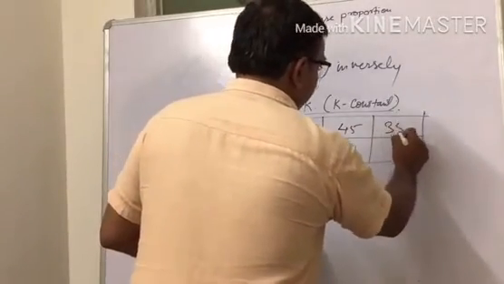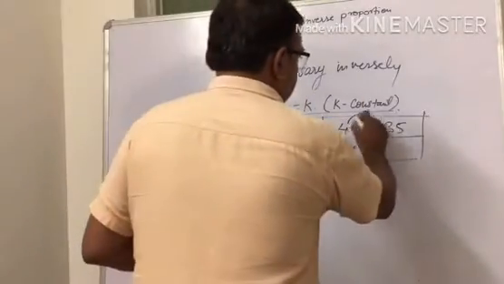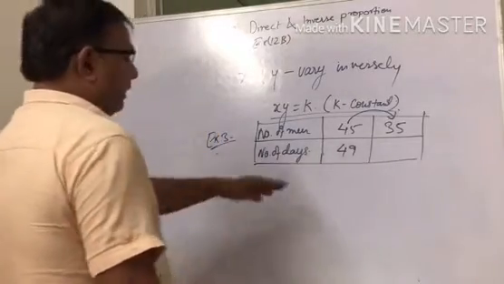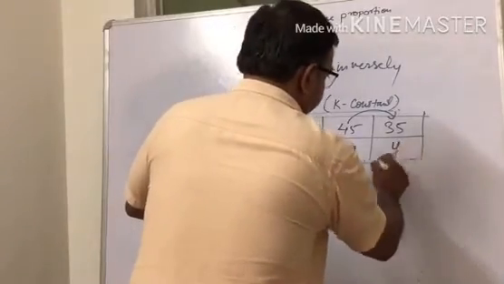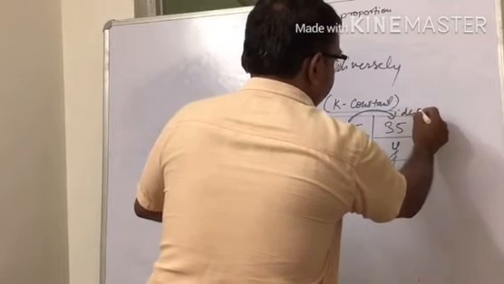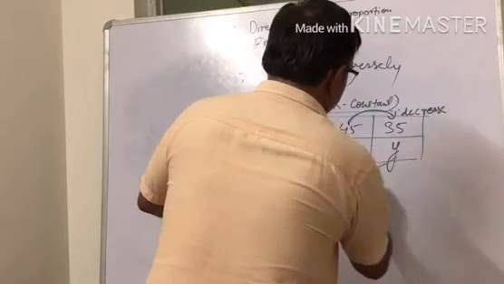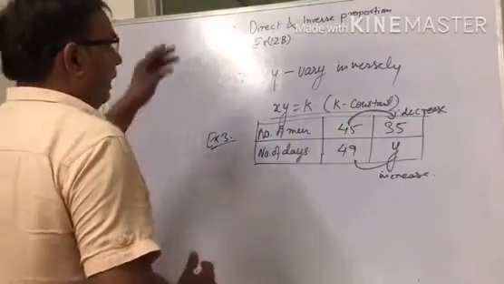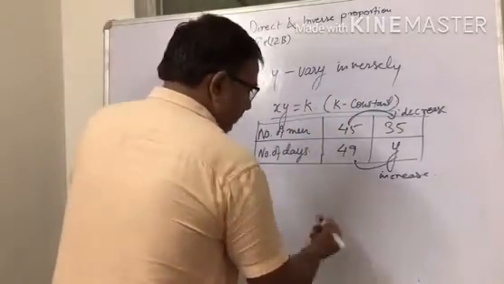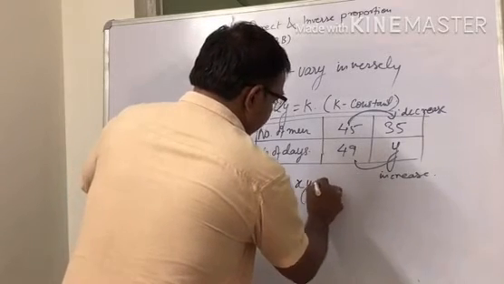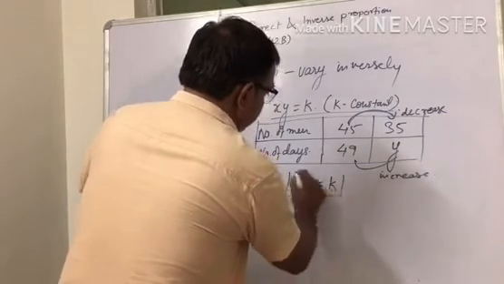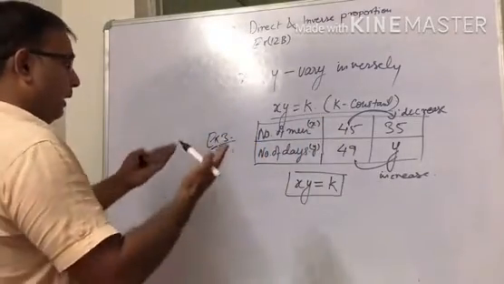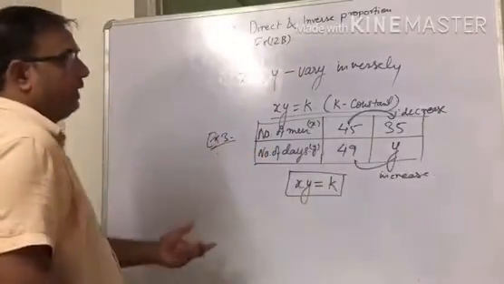And if the number of men is reduced, our working days, or our number of days, increases. It means that this is a decrease, so the number of days increases. This is basically called an inverse variation or inverse proportion, and the concept is xy is equal to k. This is x, men, and number of days is y. You just use this formula to calculate it easily.